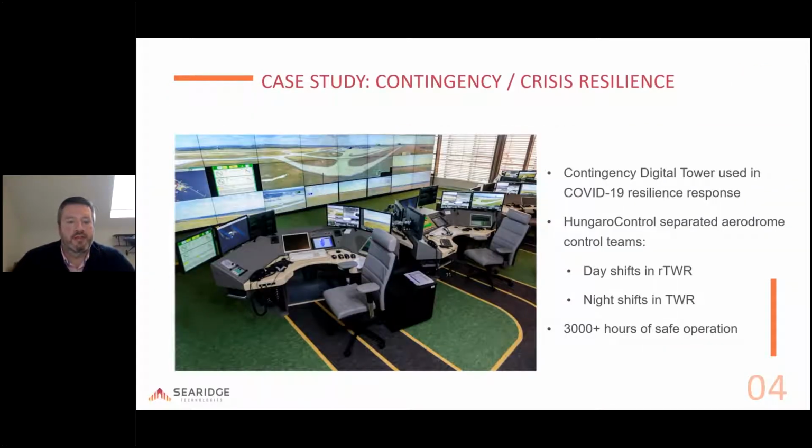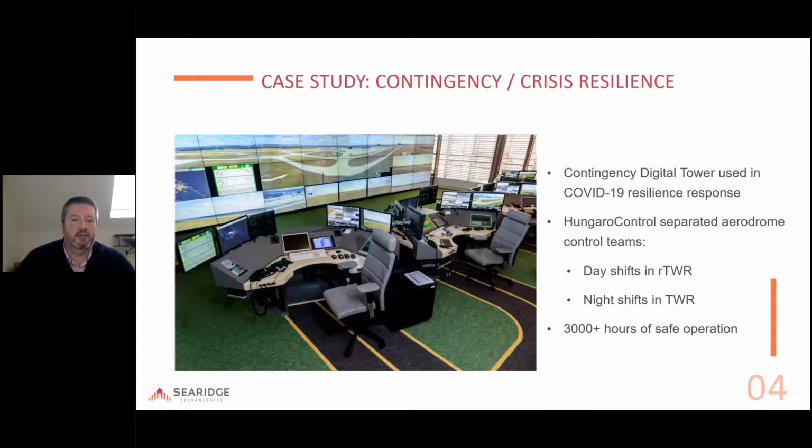The past year with COVID has obviously changed a lot of ways that aviation operates. And one example is Hungaro Control's case study of their approach to the COVID-19 resilience response. Hungaro Control have the R-Tower system in service, and it's been an operational certified service since 2017, mainly used for contingency and for maintaining competency of controllers. 2020 saw a requirement for Hungaro Control to separate their aerodrome control teams to reduce the opportunity for cross-infection with the COVID-19 virus.